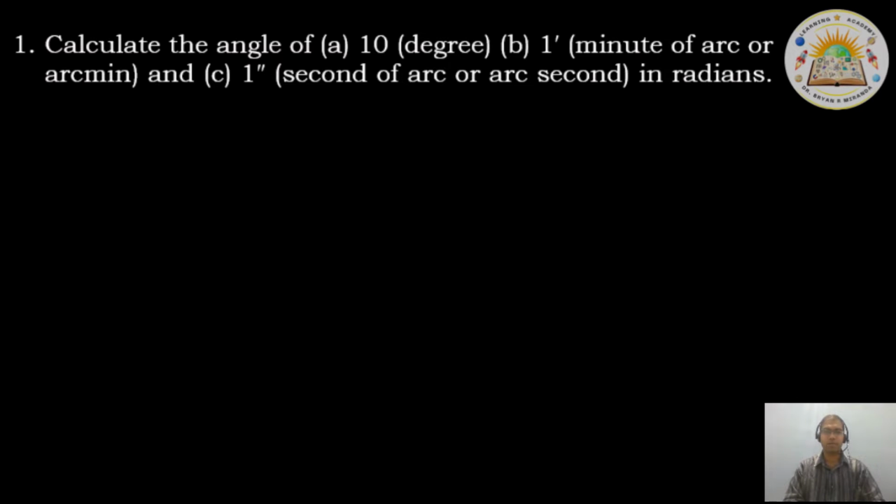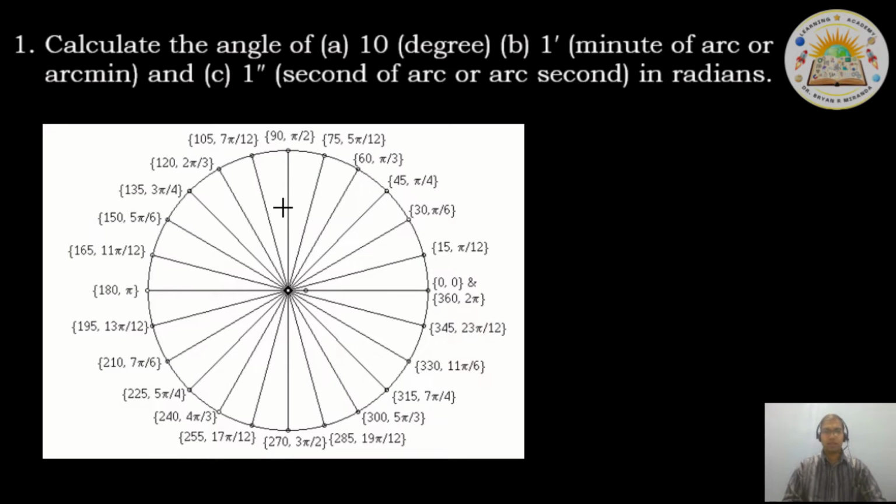In this question, it is given: calculate the angle of 10 degree, 1 minute of arc or arc minute, and 1 second of arc or arc second in radian. Before we get into what it is, let's have a look at this chart. As you can see here, I have given you a chart of different angles in degree as well as in terms of radian.